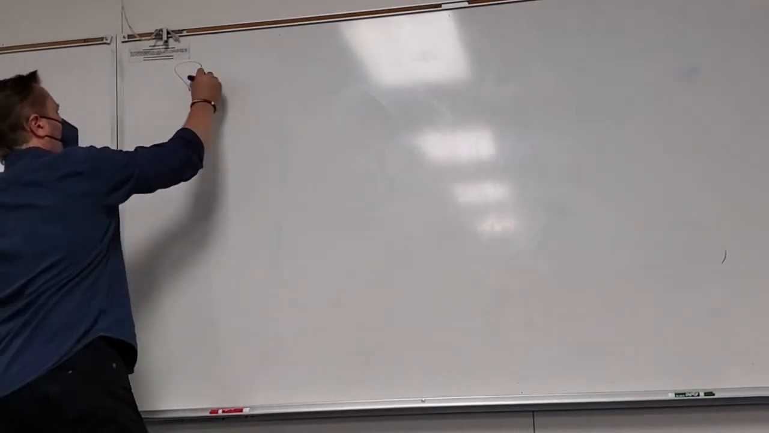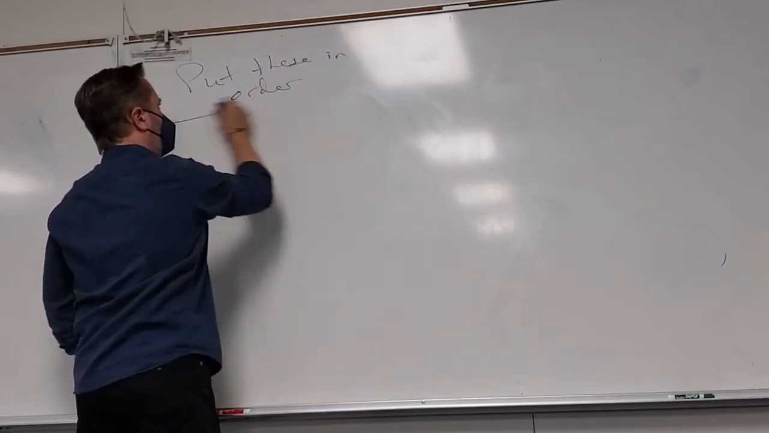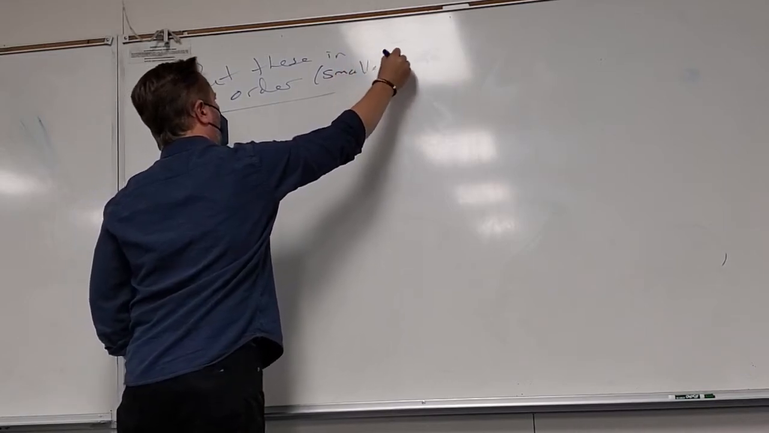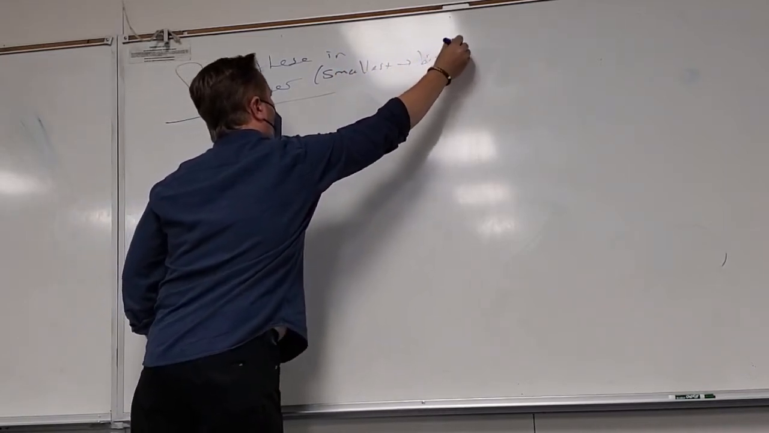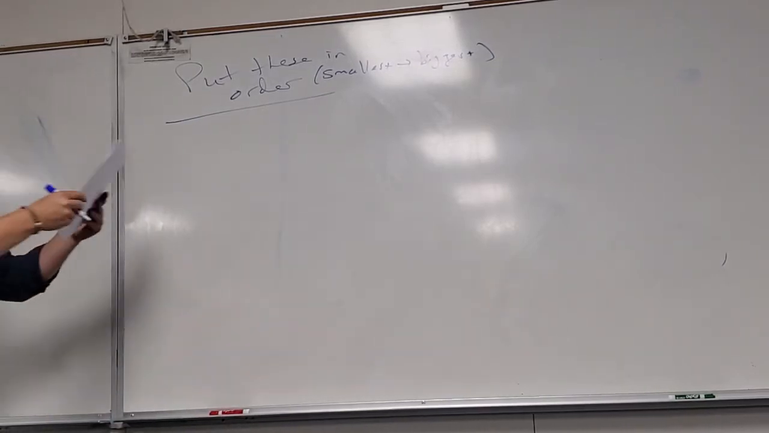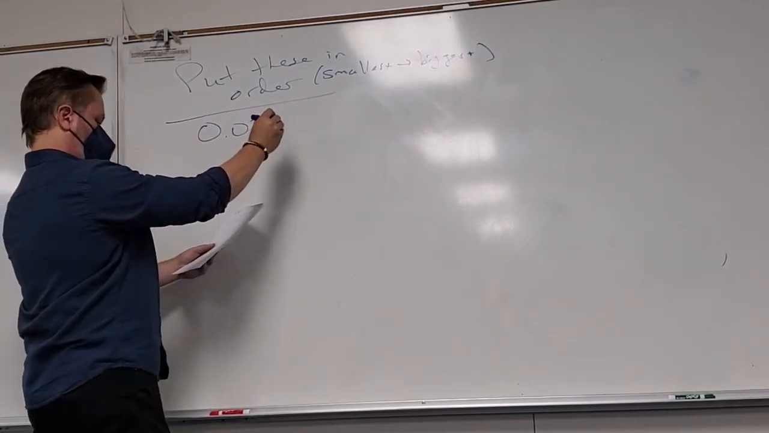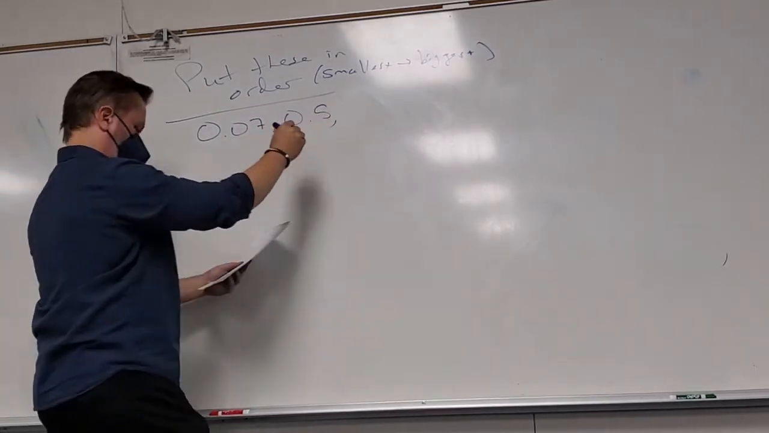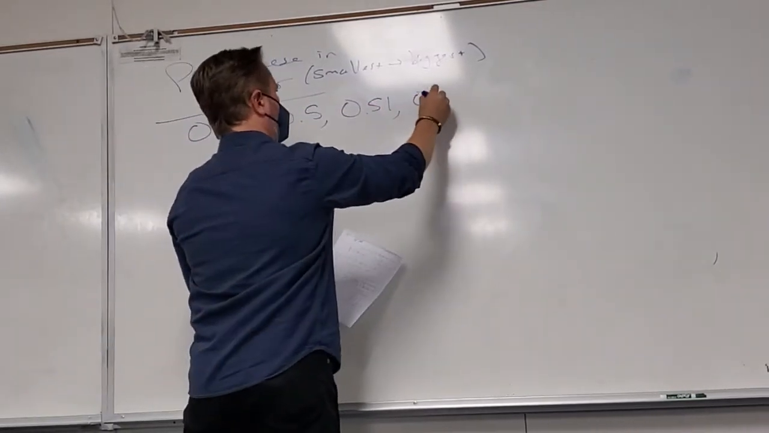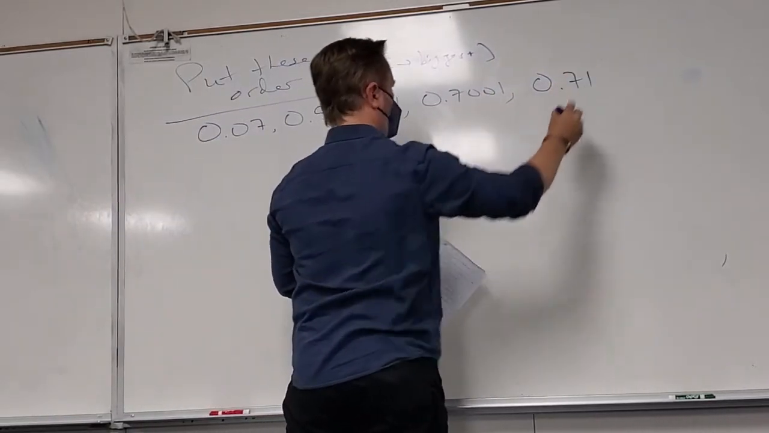Can you put these in order from smallest to biggest? What is it, Jeff? You're all like, I'm done. No, wait, let me write something down. 0.07, 7/1000, and 0.71.